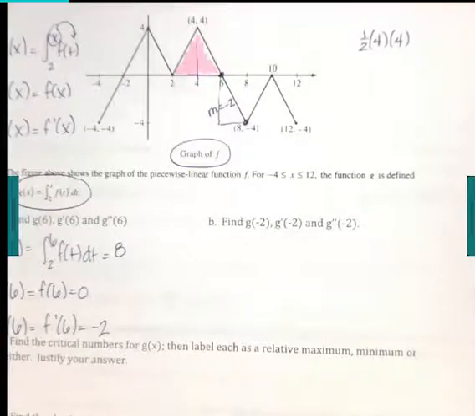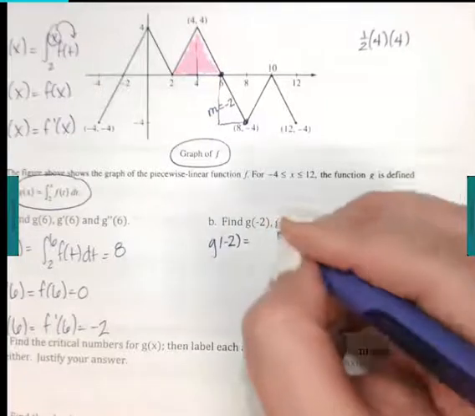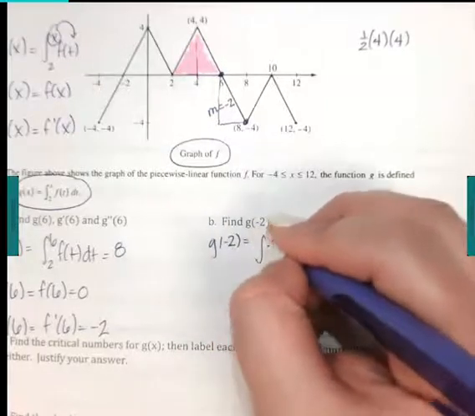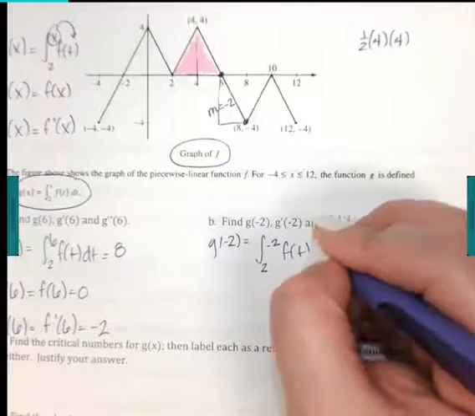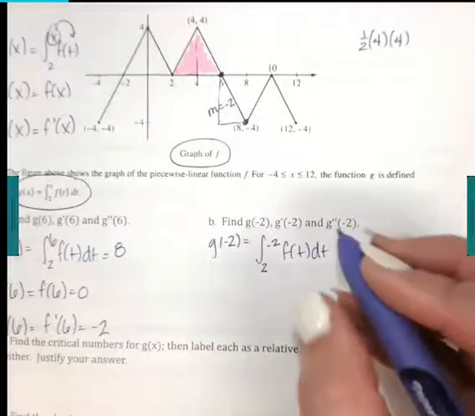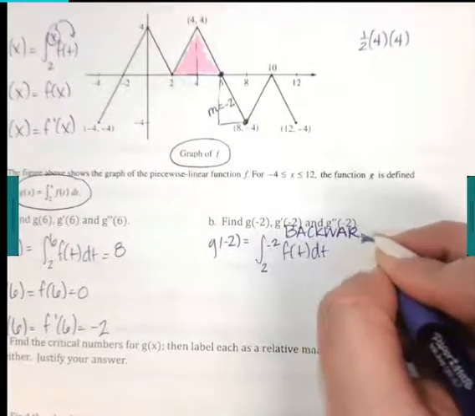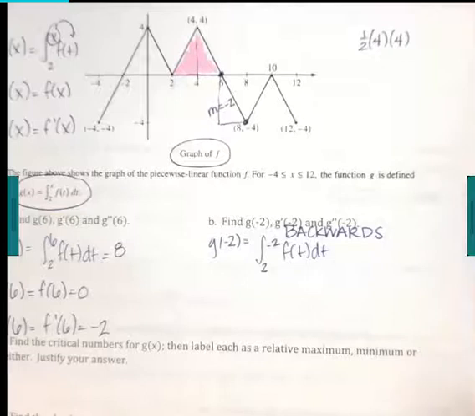Now I want -2. G of -2 is the integral from 2 to -2 of f of t dt. Now remember, I have to plug in the number they gave me where x is. So what's the first thing that you notice about that integral? It's backwards. Okay, it's backwards. Where's -2 supposed to be? On the bottom, but since I had to plug it in for x, it's on the top. So when I find the area, I'm going to change the sign.